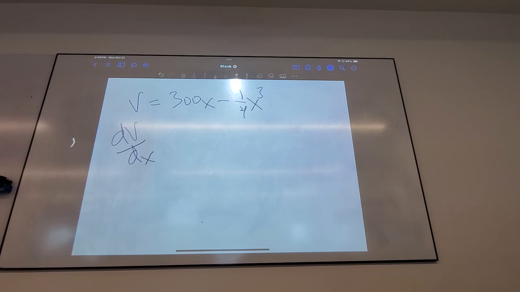Thank the gods, because there is zero implicit chain rule going on. Yes? It's all in your face. What's the derivative of 300? What's the derivative of 1/4 x cubed? 3/4 x squared. I like it. Can you take a moment and figure out the critical numbers for this?